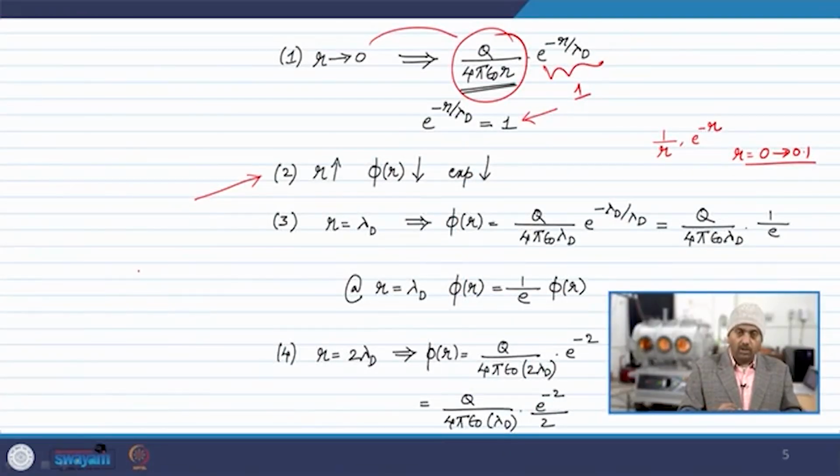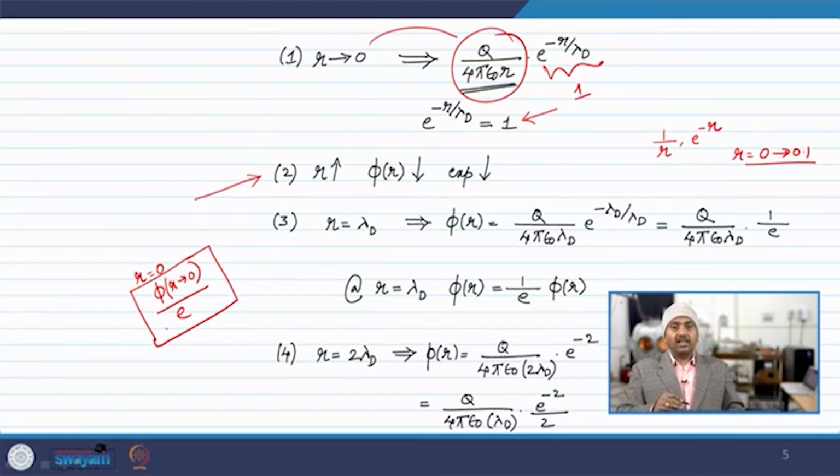At lambda d, you will realize that the potential has already dropped to 1 by e-th of its value in the vicinity of r equals 0, right. So, this is the most important thing. At r equals 0 itself, we never discuss. In the vicinity of r equals 0, the potential is something, let us say phi at r tends to 0. The potential at r equals lambda d is simply 1 by e-th of this potential. This is the message.